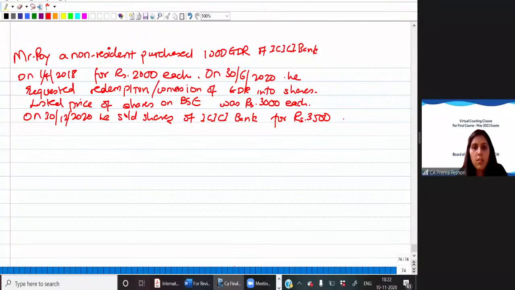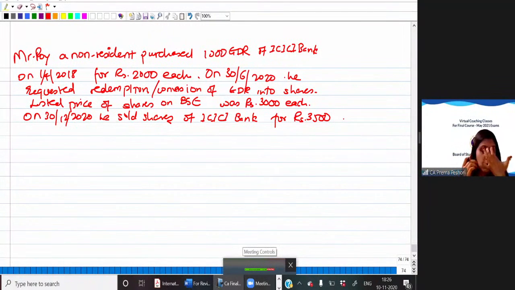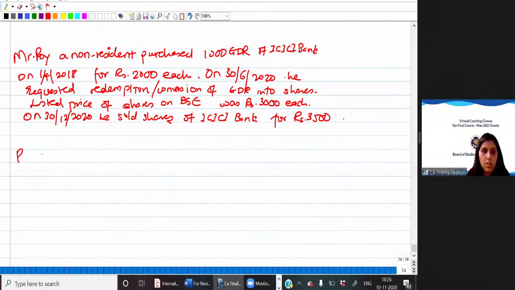Okay, so let's solve it together. First of all, there are two scenarios here. One is redemption and another is sale of share, which I had taught you in the last slide, right? So first I am talking about redemption. Now for redemption, what will be the full value of consideration? I told you full value of consideration is the value of shares received, right? Value of shares received. Now what was the value of shares on the BSE on that day?